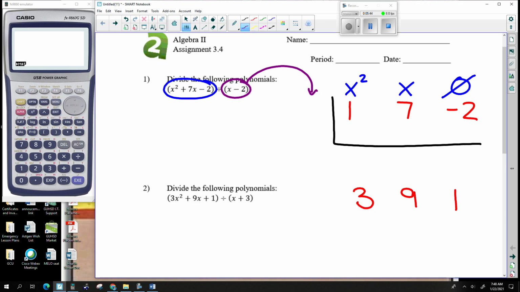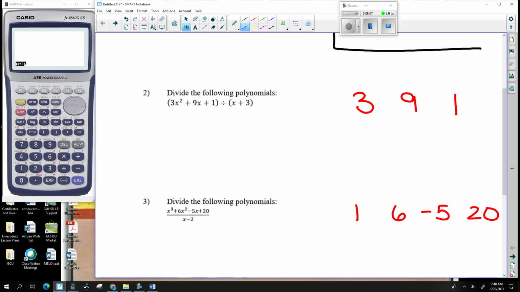Simplistically, it's the opposite of whatever that number is. So if this number is -2, it's +2. It's what would make this thing equal to 0. What would make x minus 2 equal to 0? X would have to be +2. So the number +2 goes on the outside. For example, in number 2, the number that goes on the outside, I see that it's an x plus 3, so it'll be a -3.